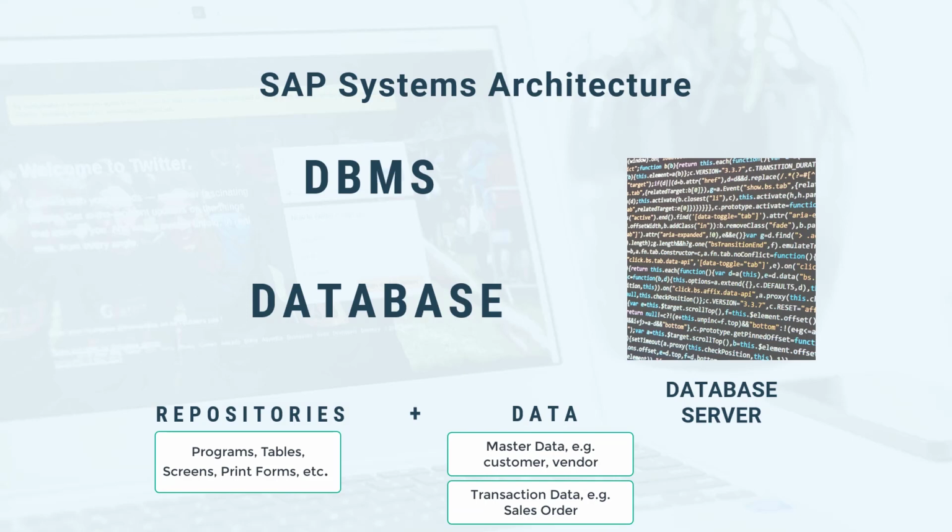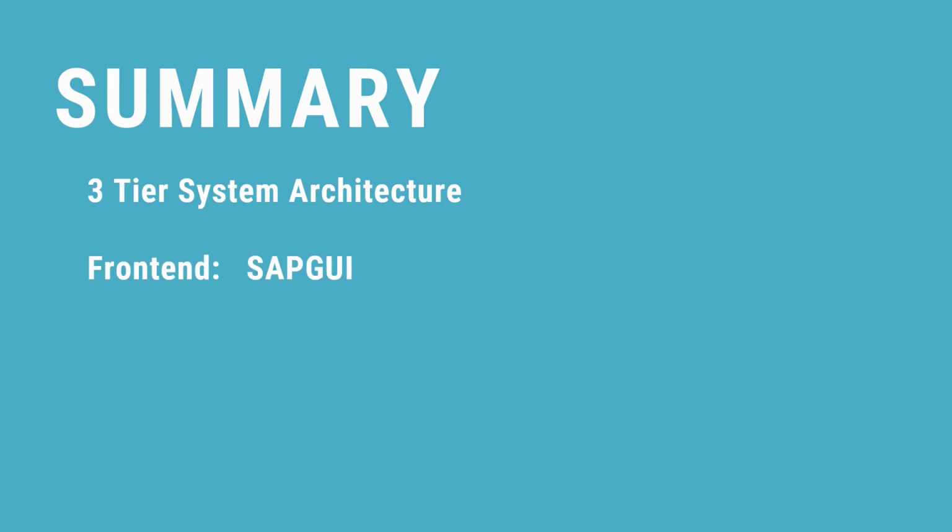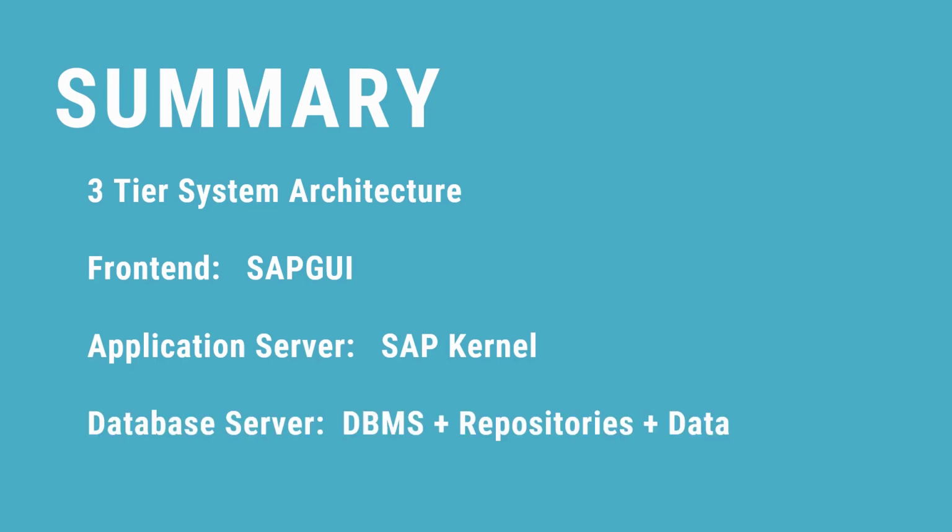Let's summarize. In this lecture, we have learned that SAP runs on a three-tier system architecture. Front end contains the SAP GUI software. Application server contains the SAP kernel. And database server contains the DBMS, the repositories, and the business data. As a system administrator, our responsibilities are to ensure that all these software components are being managed properly.